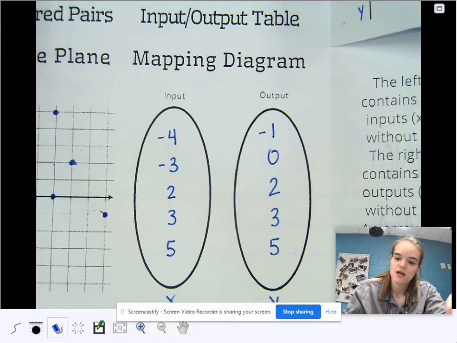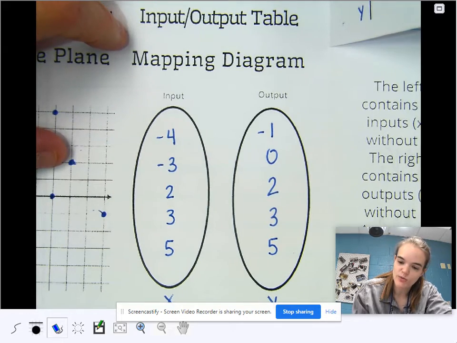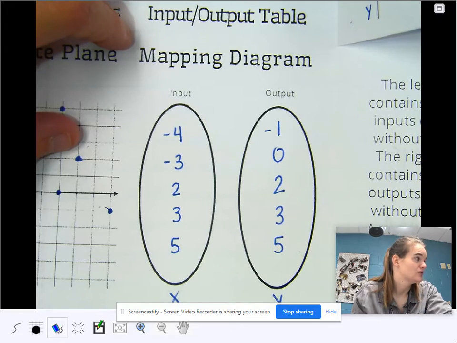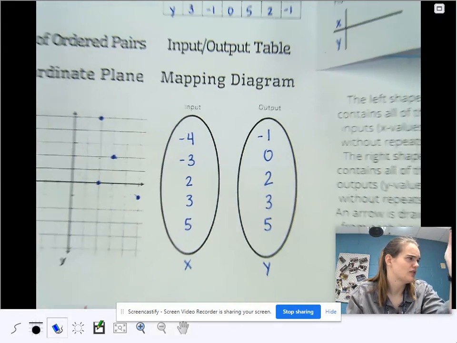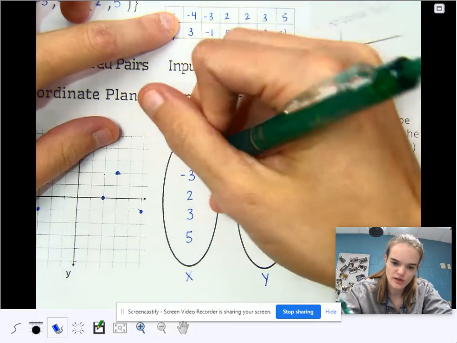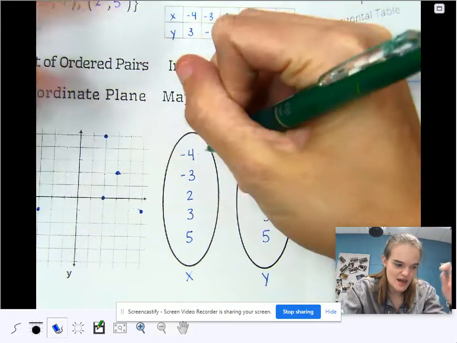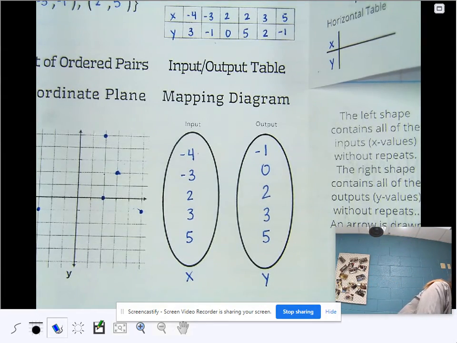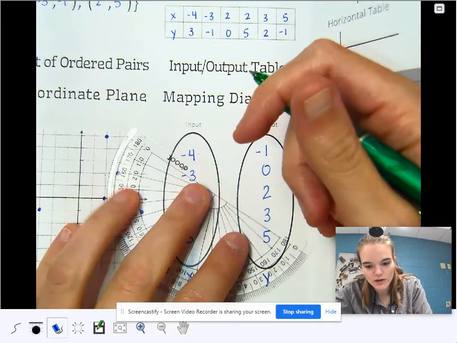Now, the next sentence says an arrow is drawn from each input value to its corresponding output value. I'm going to zoom out just a little bit so we can see these points. Negative 4 goes to 3. That means I'm going to draw an arrow from negative 4 to 3. And I want it to look nice, precise, and even, so I'm going to use a straight edge. Negative 4 to 3.